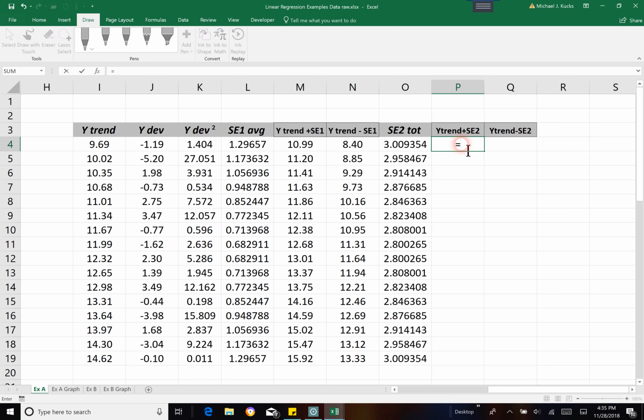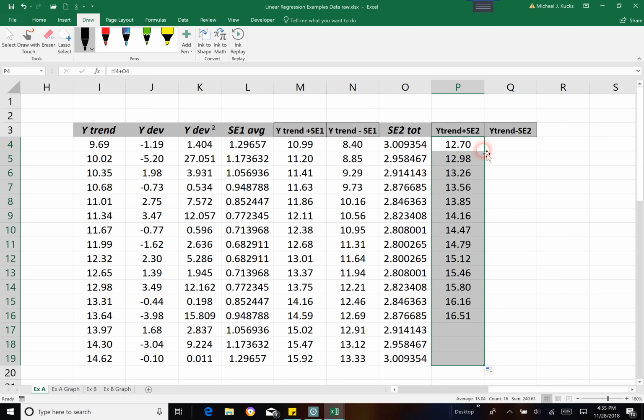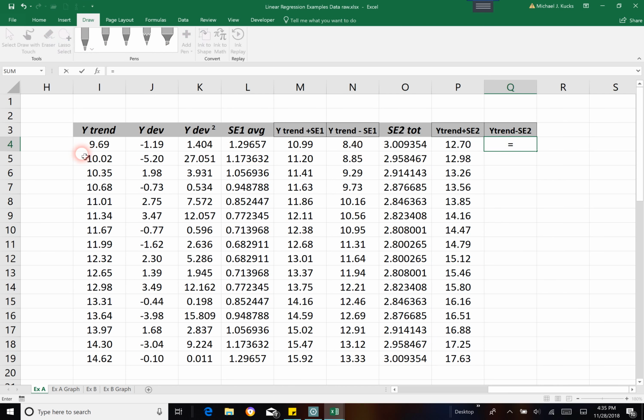And this is Y trend is back here. We've already got that data plus SE2. Here we go. And then we're just going to copy that seed formula down. And then we're going to do equals Y trend minus SE2. Copy that down.